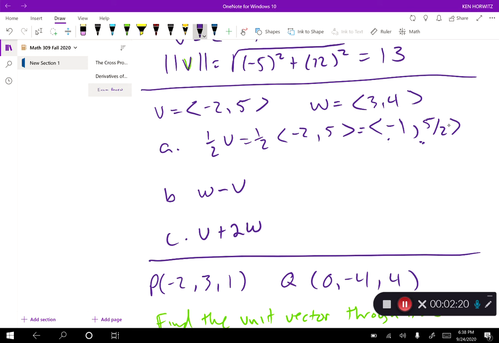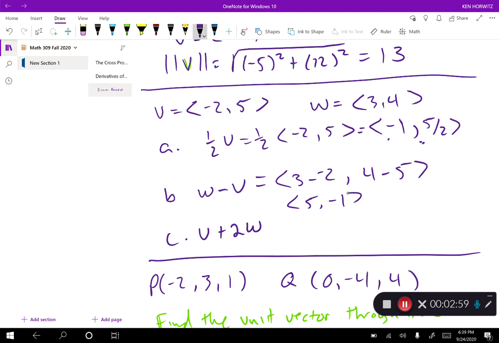For w minus v, I'm going to take the component from w and subtract from it the corresponding component from v. So I have 3 minus -2, and I have 4 minus 5. I did them in that order because it's w minus v, and my final answer should be 5, -1.